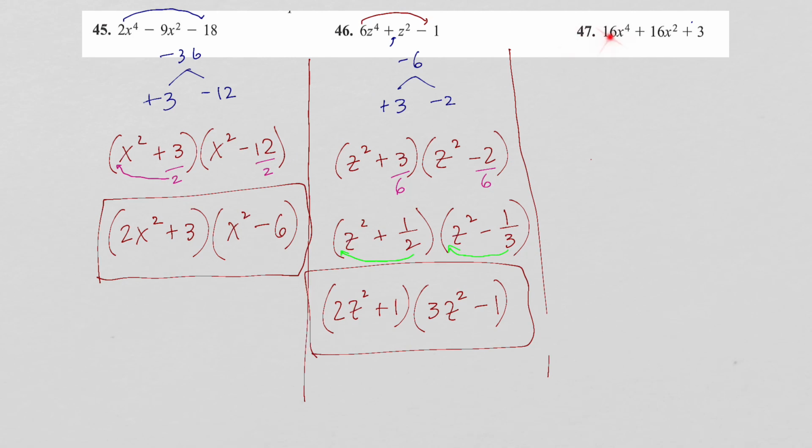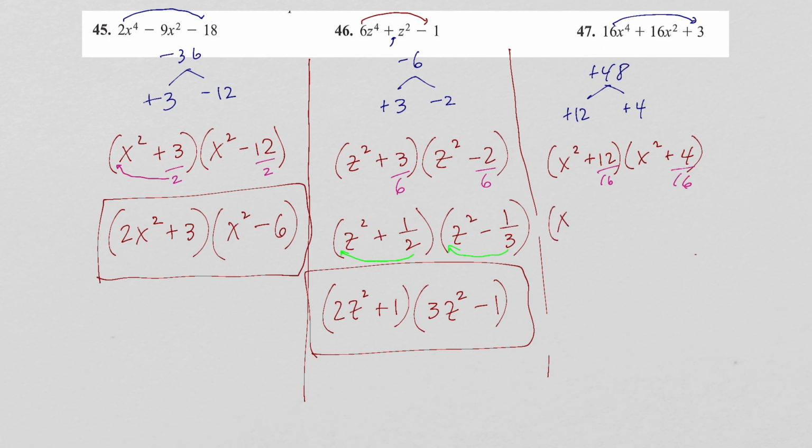Okay, for number 47, we're going to slide the 16 over, and we'll get 48. And then we're going to factor this as 12 and 4 because those multiply to 48, but they add up to the 16. So here we have x squared plus 12 and x squared plus 4. So now we've got to divide by the number that we slid over, which was the 16.